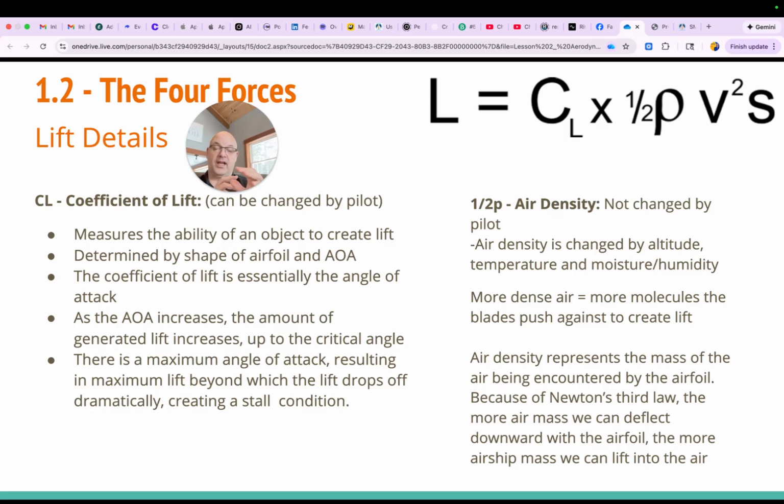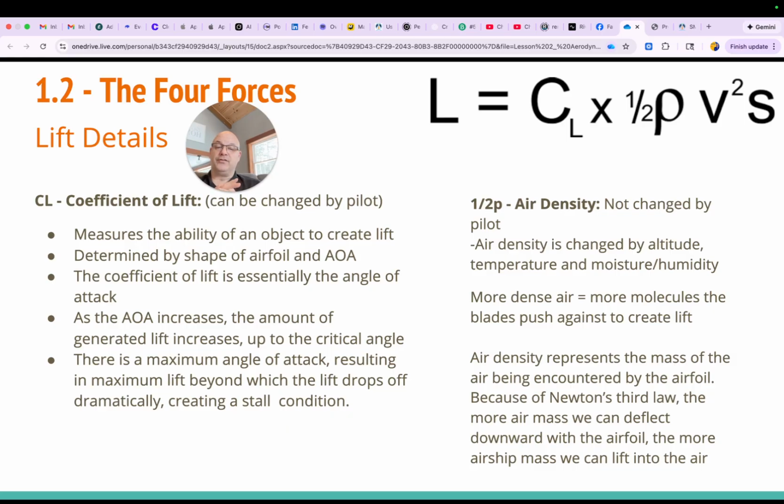As the angle of attack increases, the amount of generated lift increases up to the critical angle of attack, which we have talked about a couple of times now, right? There is a maximum of that angle of attack, resulting in a maximum lift beyond which the lift drops off dramatically, creating a stall condition. And this is something that you have to be very, very mindful about when flying. That's how you can fall out of the sky, so to speak.